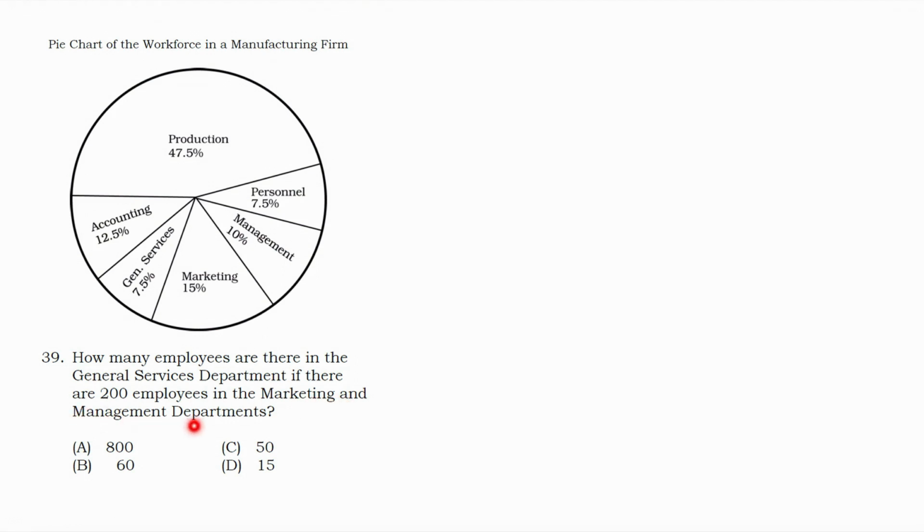Number 39, how many employees are there in the General Services Department if there are 200 employees in the Marketing and Management Departments? So, for this one, ito yung Marketing Department, Management Department, and General Services. So, para malaman natin kung ilan yung number of employees dito sa General Services, kailangan makuha muna natin yung total number of employees sa buong manufacturing firm. And then, tsaka natin kukunin yung 7.5% nun. So, for this one, let X be equal to the total number of employees. And then, yung clue natin, meron daw 200 employees sa Marketing and Management Department.